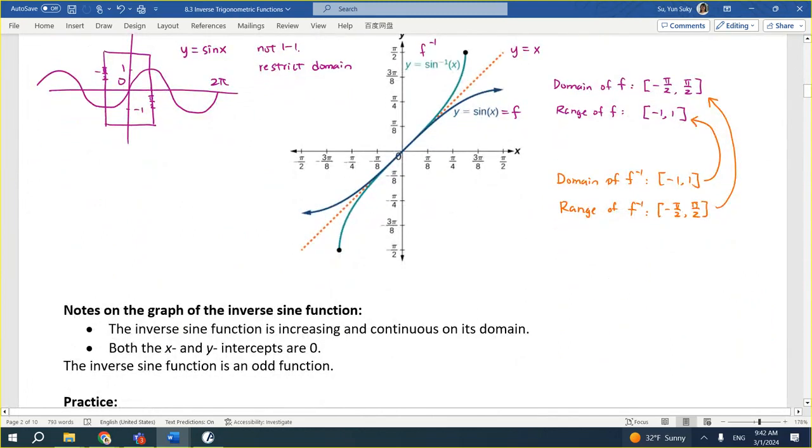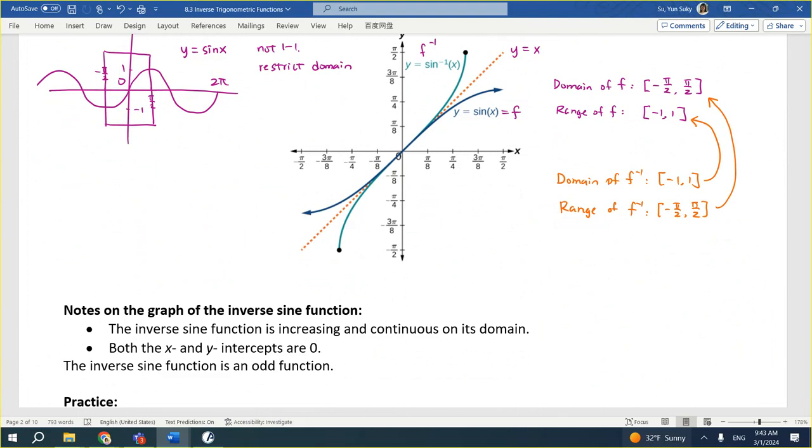Note on the graph, the inverse sine function is increasing and continuous on the domain. You see the light blue curve is continuous. That means you can draw the picture without lifting your pencil from the paper. And it's increasing. It's going up from left to right. Both the x and y intercepts are 0. Yeah, they pass through the origin.